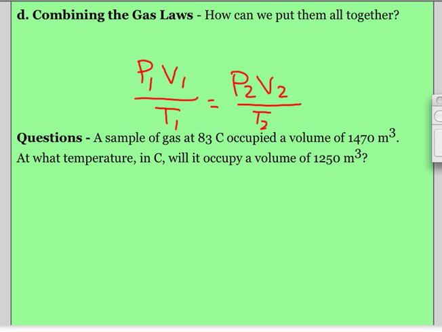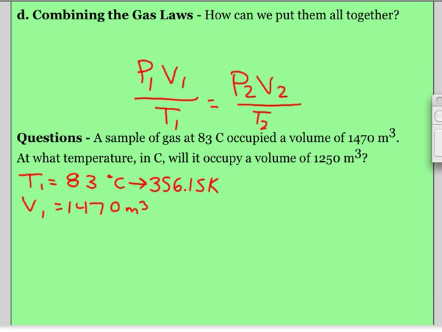So we're going to do a couple problems so you have the answers, and then we'll move on to the ideal gas law. So you have to be able to read them and see what's going on. If we look here, we have a sample gas at a temperature of 83 degrees Celsius, and right away we change that to Kelvin. And we have a volume of 1,470 meters cubed. And then it says at what temperature in degrees Celsius, so that's our question mark, if we change our volume, so our V2.